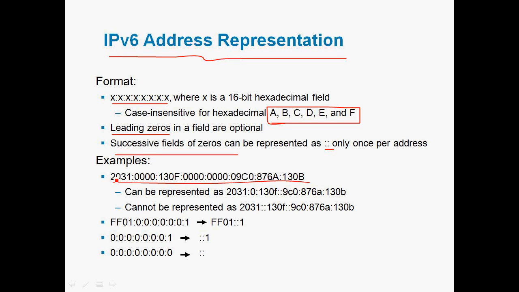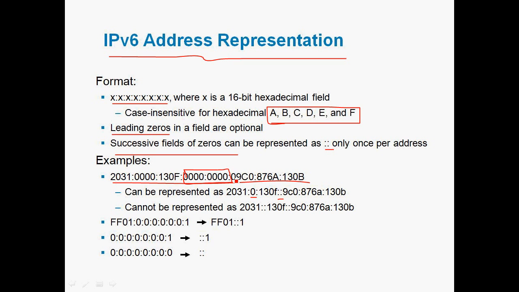IPv6 address 2031:0000. Four zeros means that instead of four zeros we can use a single zero. Next, 130F, so we can write it as 130F. Next we can see continuous zeros, that is 0000:0000. If there are continuous zeros, we can use the double colon. Here we can use the double colon.